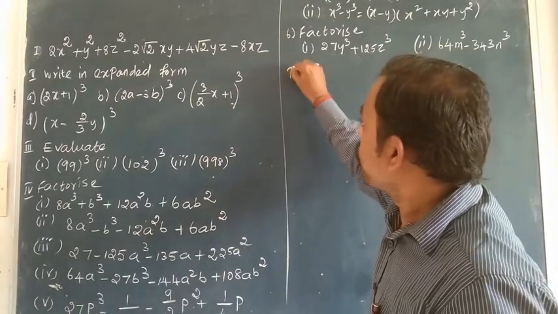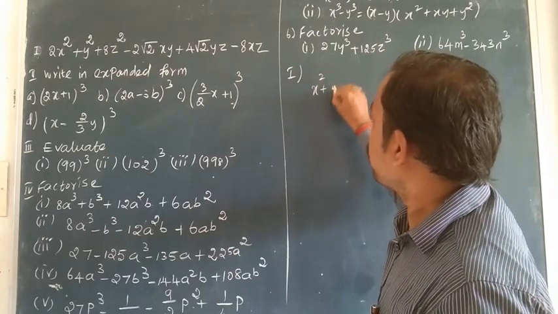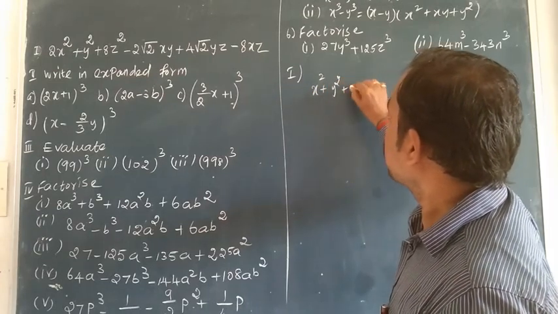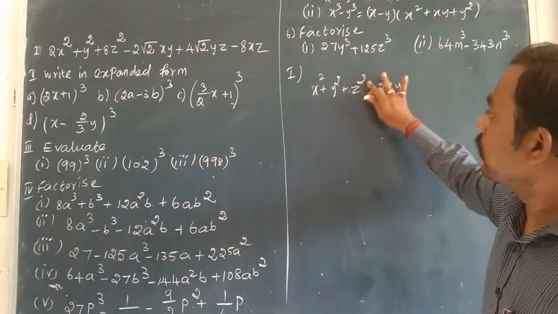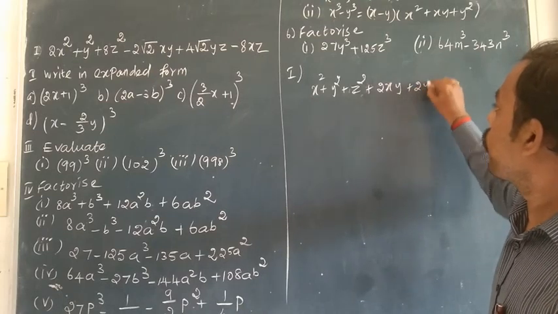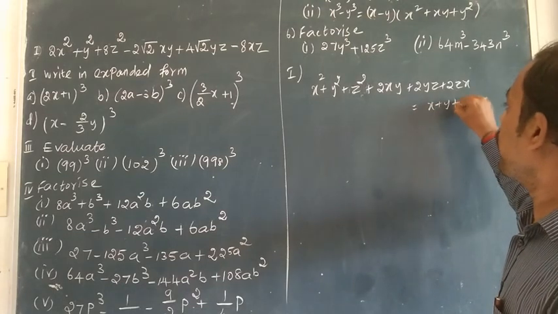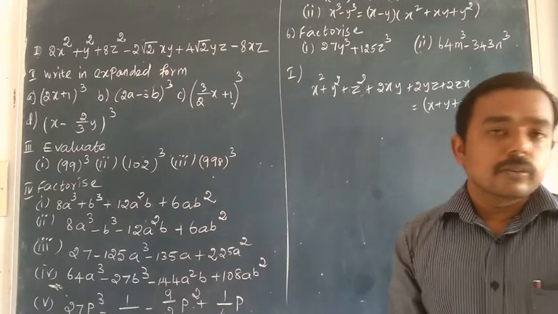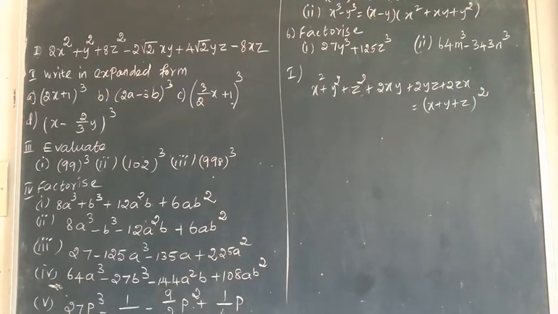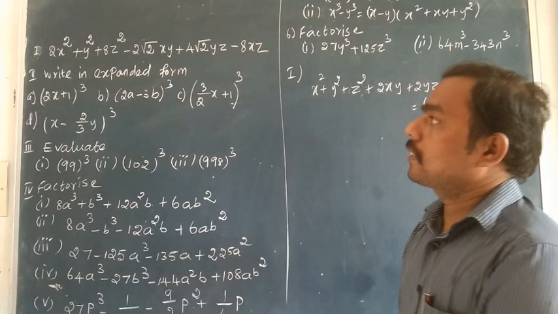So for the first one we are going to use that expansion: x squared plus y squared plus z squared plus 2xy plus 2yz plus 2zx equals x plus y plus z the whole square. This thing we are going to use. So for that, here I am going to use this as per the form. So 2x the whole square.